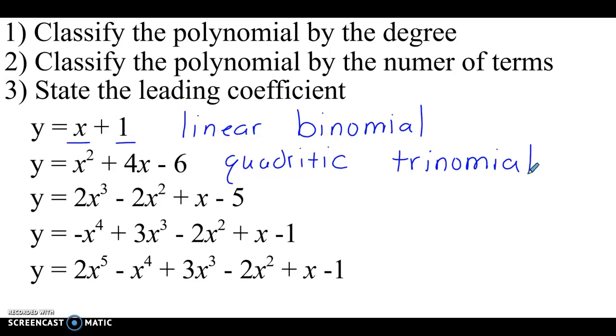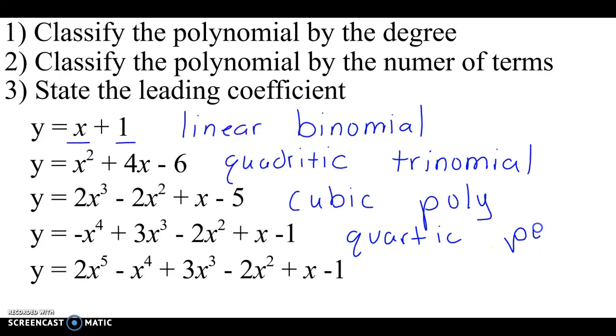The next one. It's on your paper. It's a cubic, and I'm just going to write poly. Cubic polynomial. Now remember, they're all polynomials. We just have special names for the first couple there. Binomial and trinomial. Okay, the next one, 4, is a quartic polynomial.